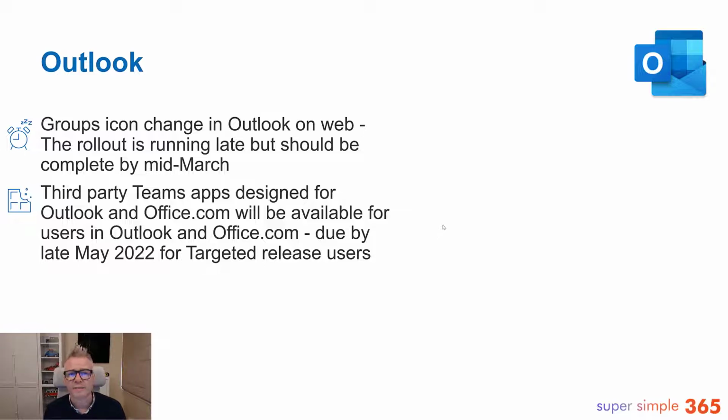So third-party Teams apps designed for Outlook and Office.com will be available for users in Outlook and Office.com. So this is for targeted release users, and if you don't know what I'm talking about, you're probably not one of those. But that's due in May, which means that at some point the rest of us will probably see it as well. So if you are a targeted release user, look out for that. Honestly, I don't know how it's going to look. It'll be interesting to see how useful that is, and I would suggest there'll be a handful of apps which just fit that better, but let's see when the time comes.